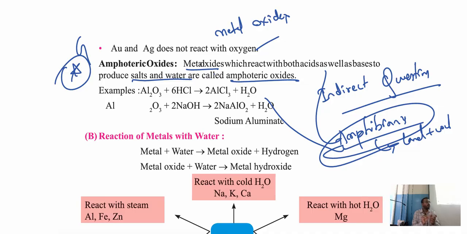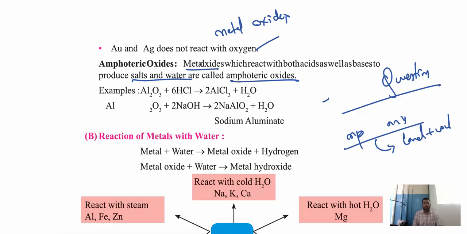Clear? They live both in land and water. Here, they react with both acid and base. What is the product formed in amphoteric oxides? Salt and water. Example, aluminum oxide Al2O3 plus hydrochloric acid gives aluminum chloride plus water.